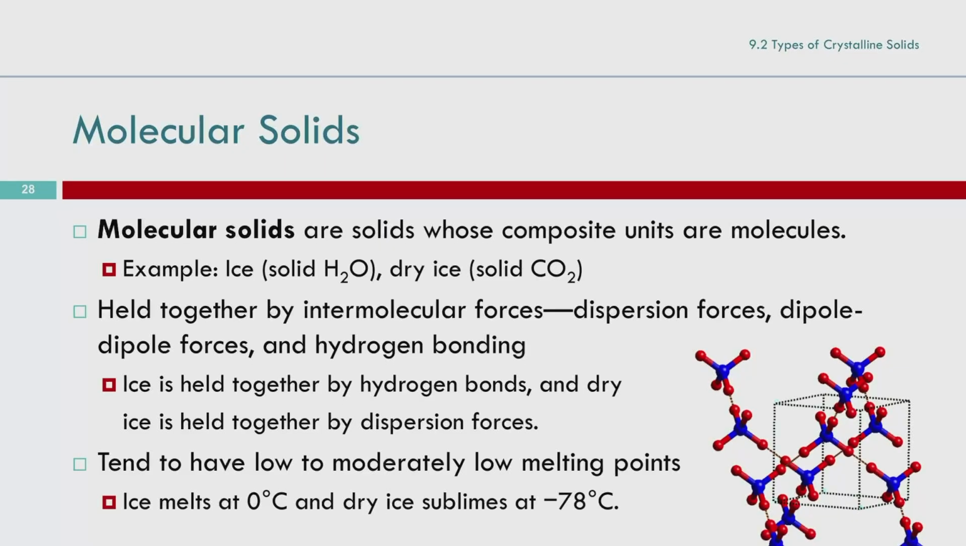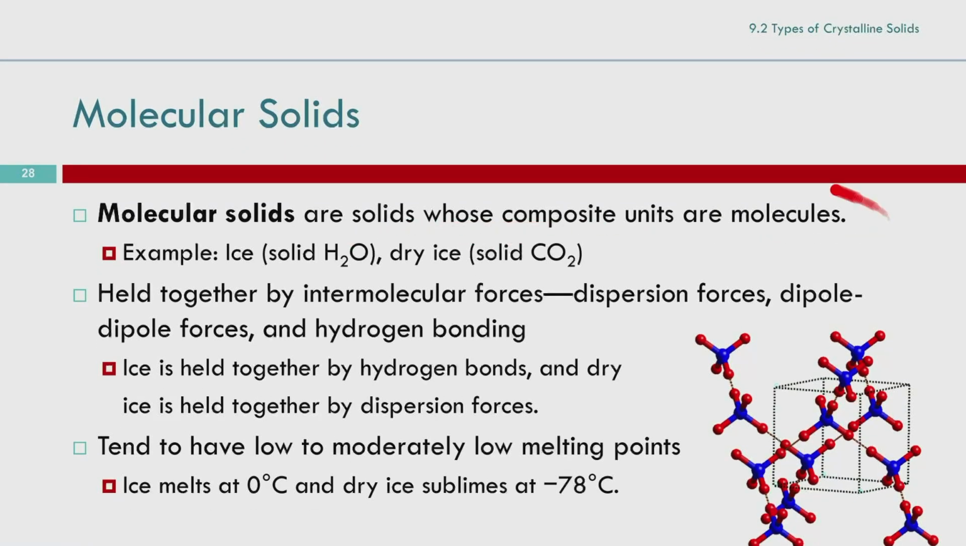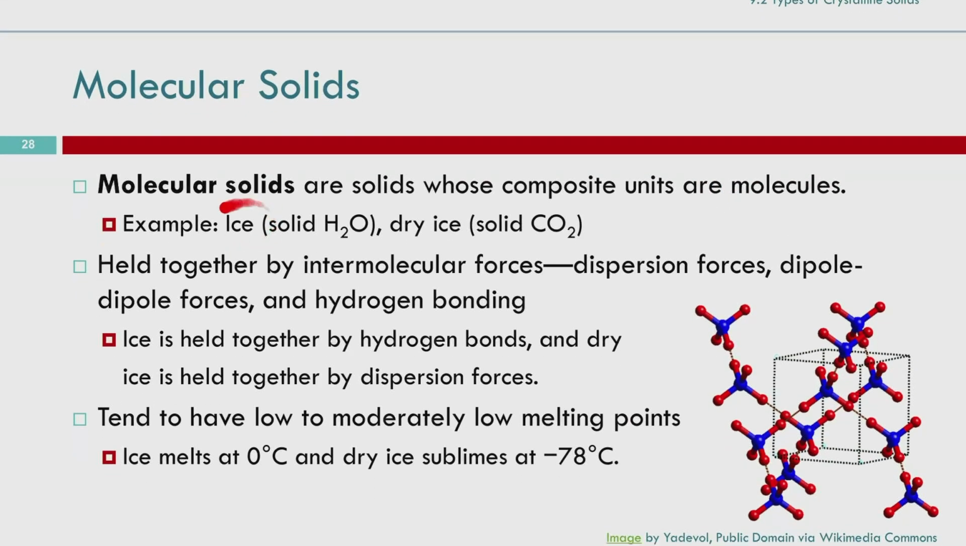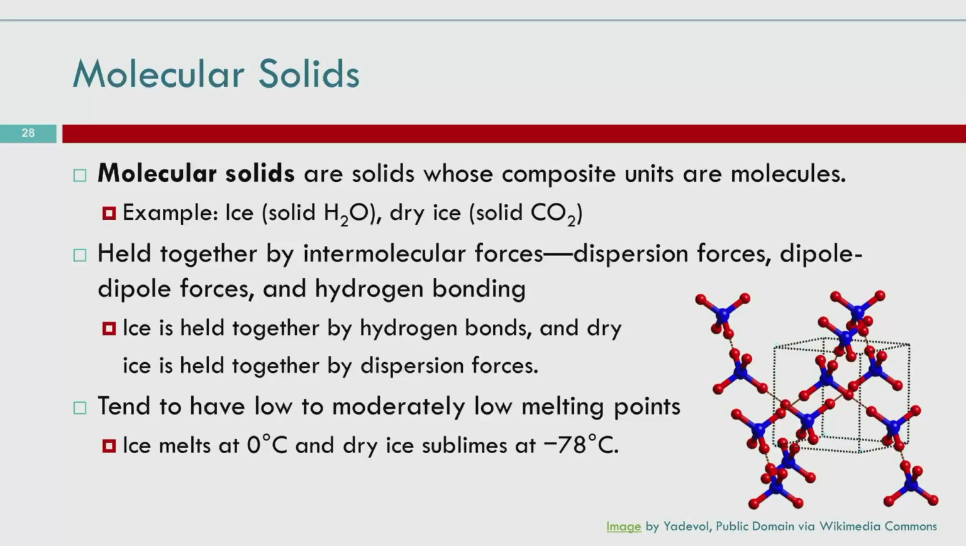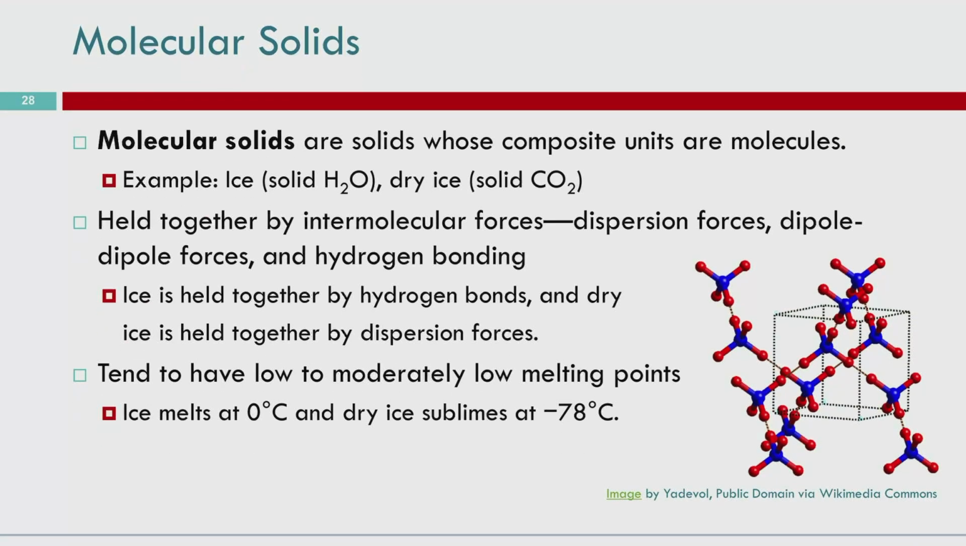So molecular solids, again, no surprise here, are solids whose composite units, its smallest units, are the Greek hero molecules. Examples being like ice or dry ice. So two types of ice. There's more than two types of ice. There's like 20 types of ice. Most of them don't exist right now. That's specifically talking about water ice, and that's just where my brain's going today. So solid H2O or solid CO2, two types of molecular solids.